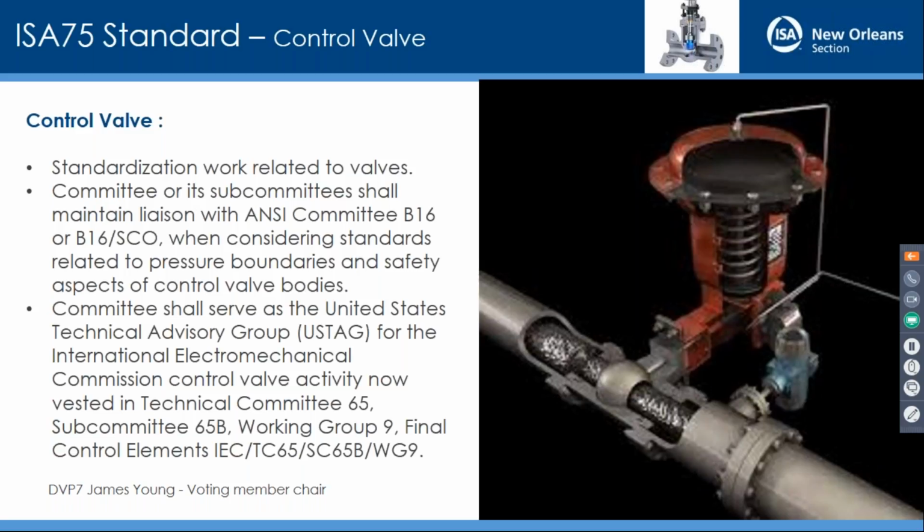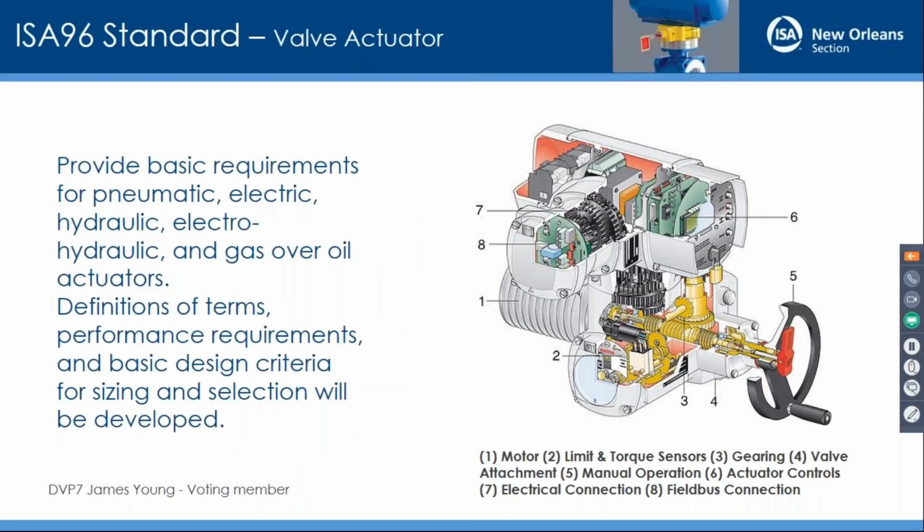A lot of times ISA finds out that some other organizations have started working on it, or may work on a particular piece of it, and ISA can fill the role of the controls or automation side. ISA 96 has to do with valve actuators. I also mentioned that the DVP7 Vice President James Young is a voting member. He was a chair on the previous standard too, a very similar standard in nature, which has to do with valve actuators.